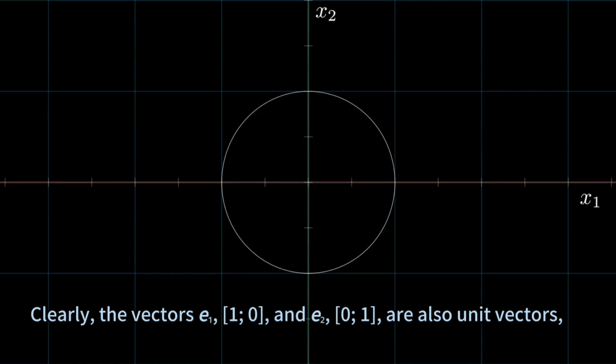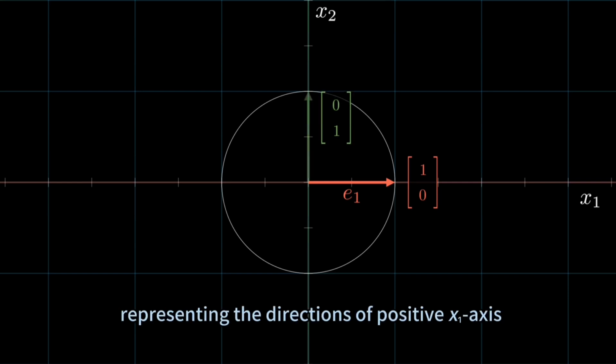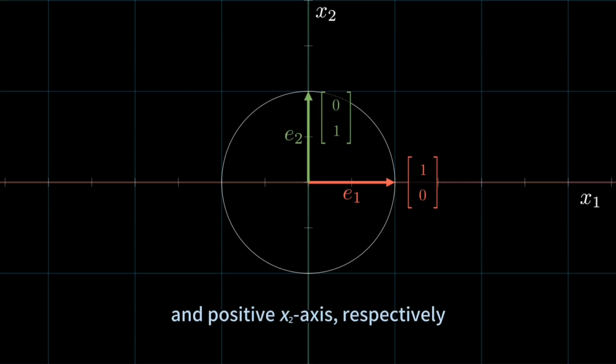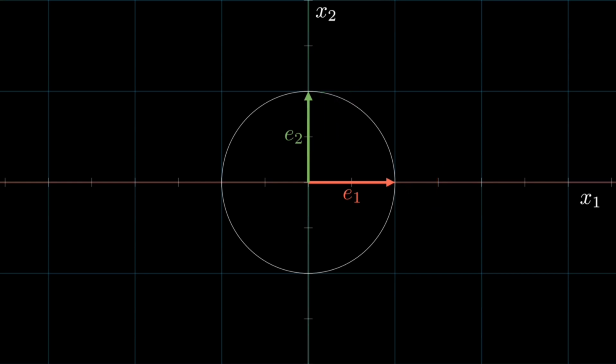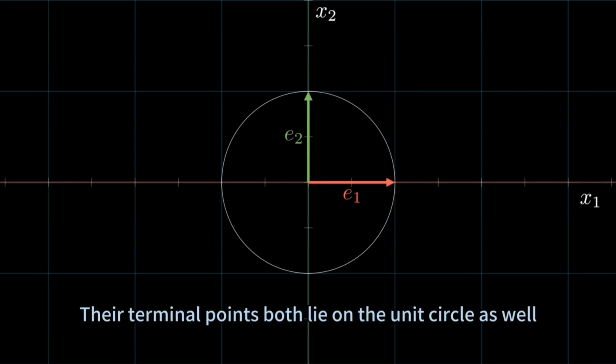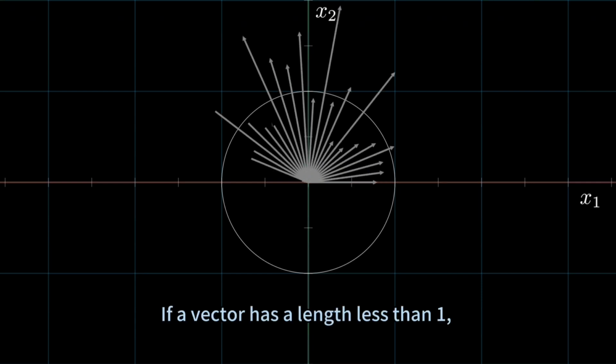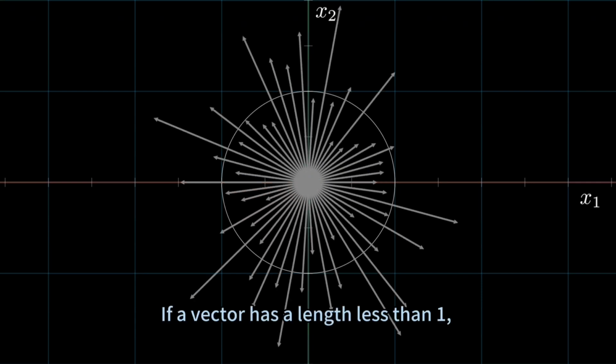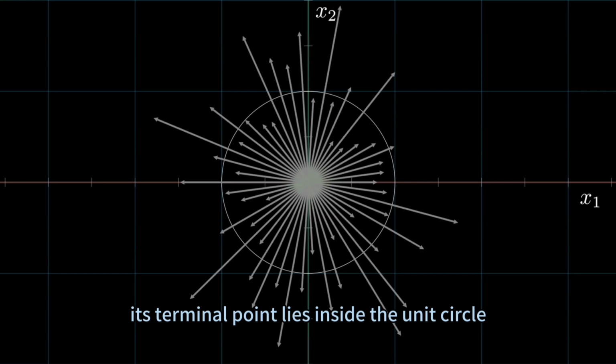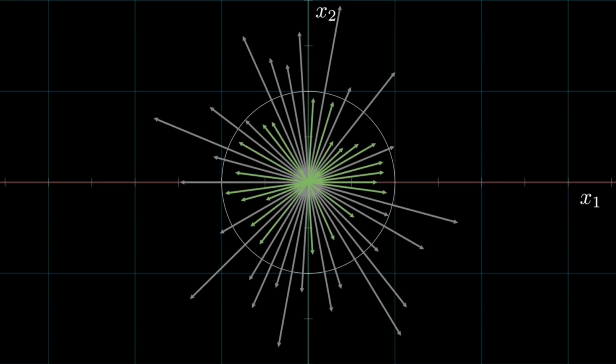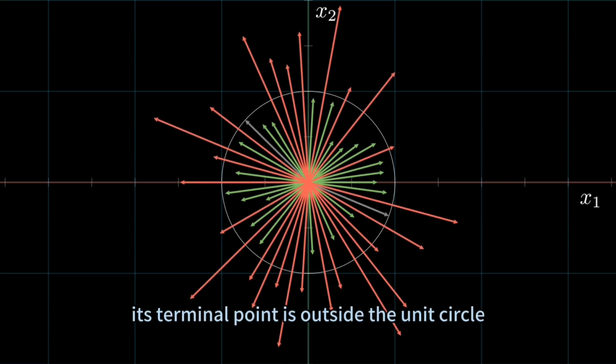Clearly, the vectors e1 = [1, 0] and e2 = [0, 1] are also unit vectors, representing the directions of the positive x1 axis and positive x2 axis, respectively. Their terminal points both lie on the unit circle as well. If a vector has a length less than 1, its terminal point lies inside the unit circle. If its length is greater than 1, its terminal point is outside the unit circle.